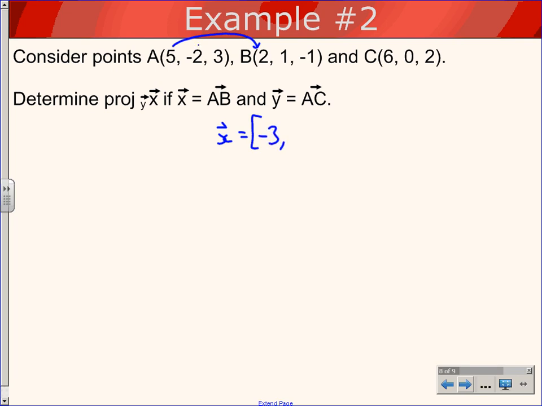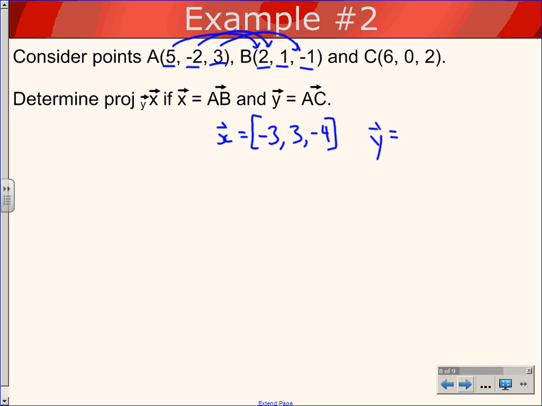To go from minus 2 to 1, I had to add 3. And to go from 3 to minus 1, I had to subtract 4. And that's the way I like to think of it. The other way to think of it was you take the second point and you subtract the first point. So you would have gone 2 take away 5, which is minus 3. 1 take away negative 2, which is 3. And minus 1 take away 3, which would give you the minus 4. Both ways absolutely correct. It just depends on how you want to think of it.